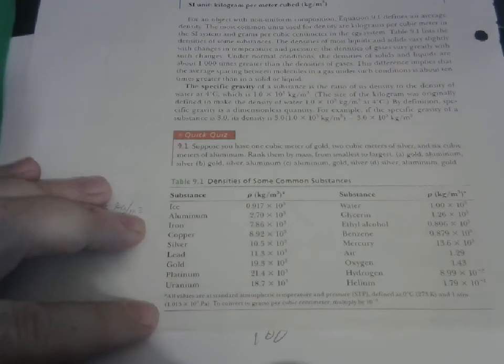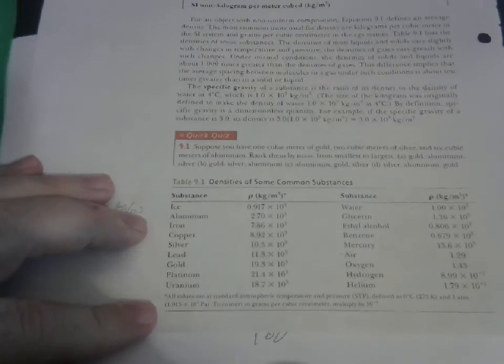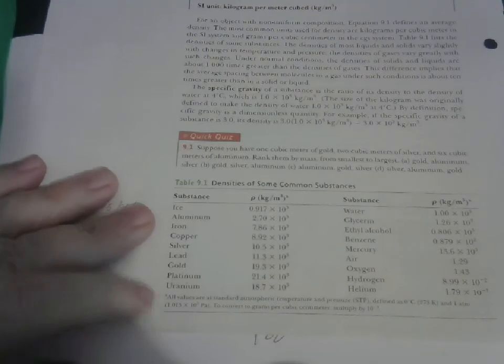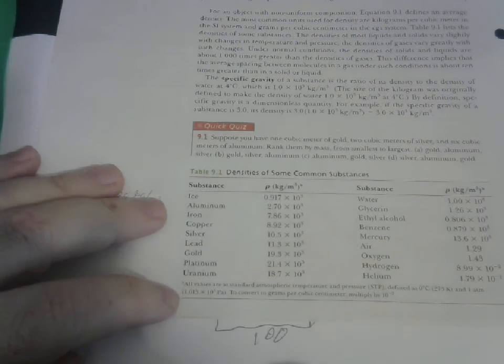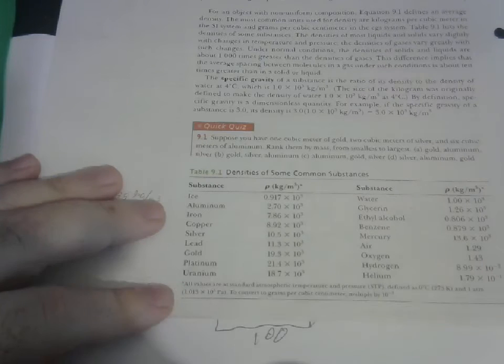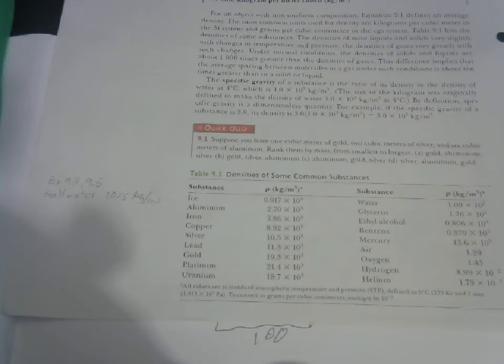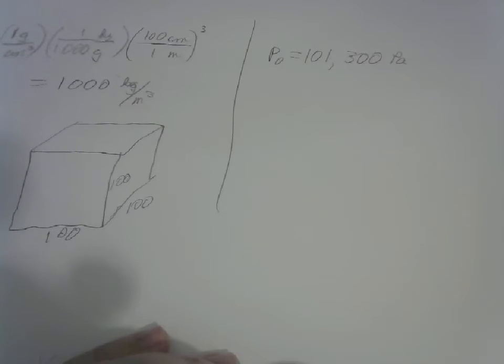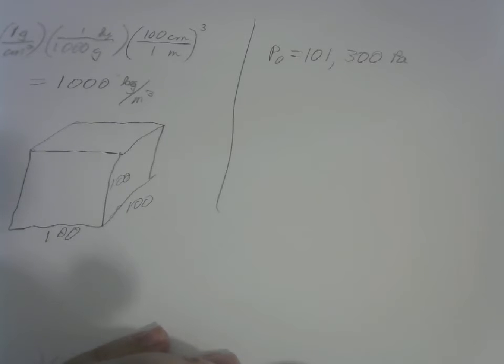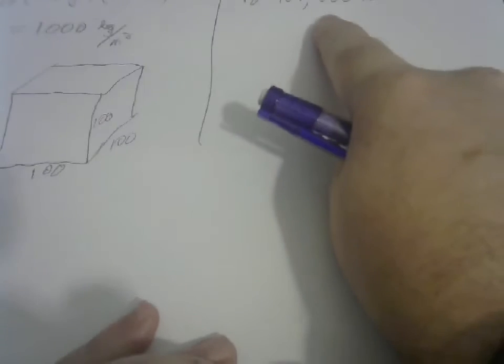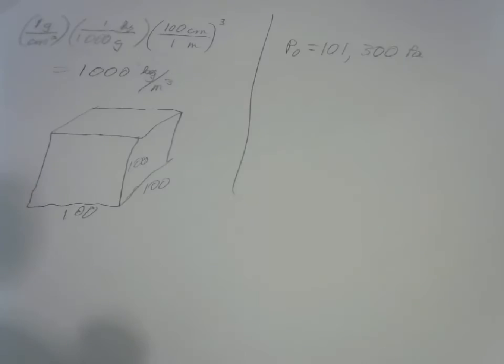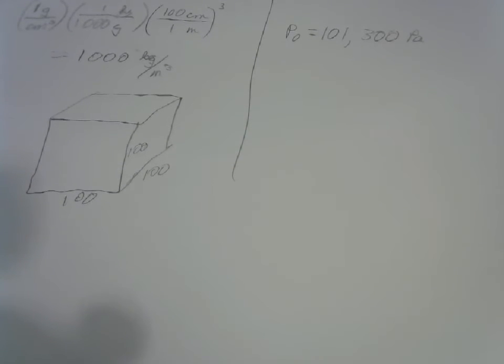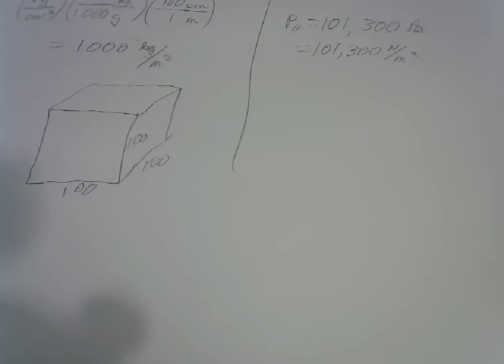By the way, all of these values are at standard atmospheric temperature and pressure, defined as 0 degrees Celsius and 1 atmosphere, which is 101,300 pascals. Now that is standard atmospheric pressure, and I'm going to use that number a lot. P naught equals 101,300 pascals. It will come up a large number of times in this chapter. It is 101,300 newtons per meter squared.